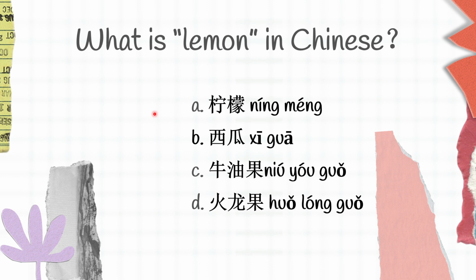Another question we have here is, what is lemon in Chinese? So we have A, 柠檬, B, 西瓜, C, 牛油果, D, 火龙果. So let's try to guess first. Which one of them is correct here? I'll explain it to you. So, 柠檬 is lemon, 西瓜 is watermelon, 牛油果 is avocado, 火龙果 is dragon fruit. So the correct answer is A, 柠檬.